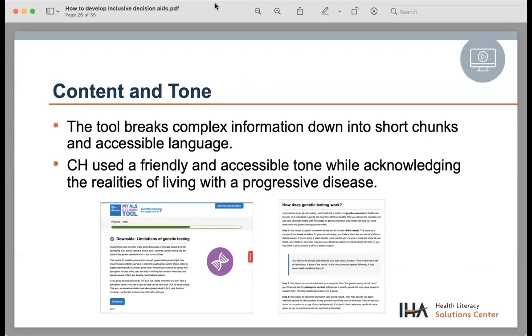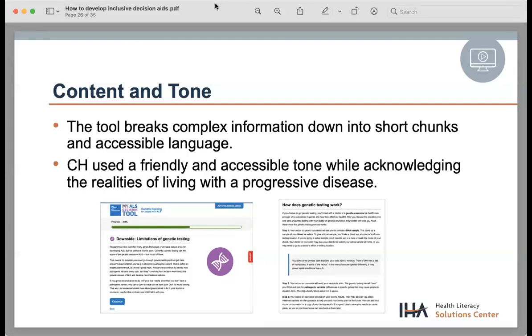So for example, when we're talking about breathing support, it's important for people to understand how ALS can potentially affect breathing. Same goes for nutrition support. People need to be able to understand how ALS might affect their ability to eat safely, to chew safely, and affects their weight and their nutrition. And for genetic testing, people need to understand what they can learn from genetic testing for ALS and how that information might be helpful to them. So it's important to break down that complex information into short chunks and accessible language.